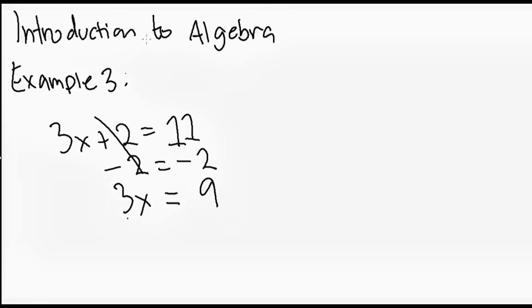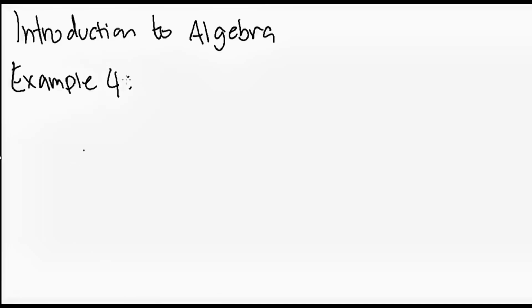So now, let's try to isolate x. Since this is multiplication with x, we want to divide it. So 3x divided by 3. Whatever we do to the left, we also do to the right. This cancels. Then x is equal to 9 divided by 3, which is equal to 3.